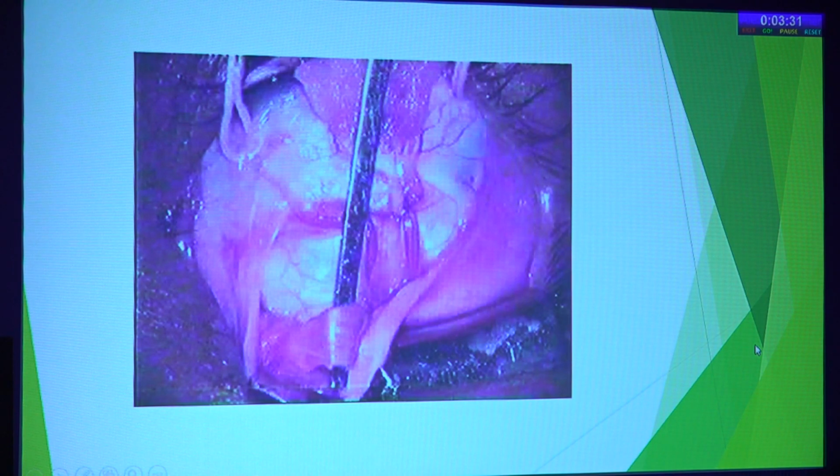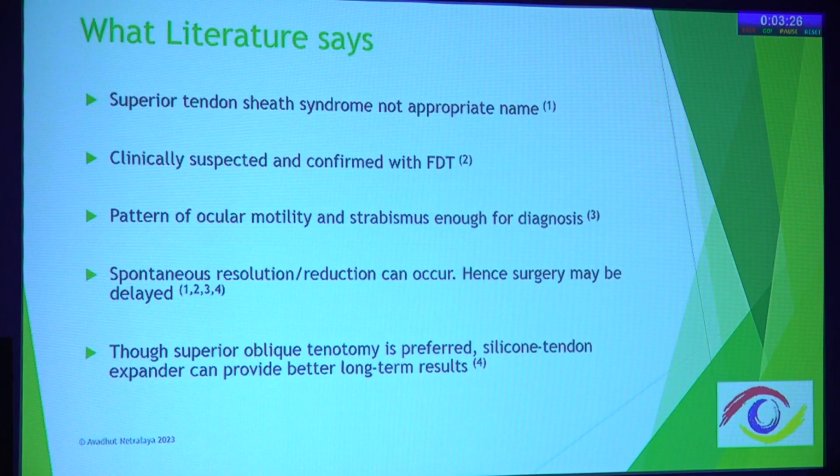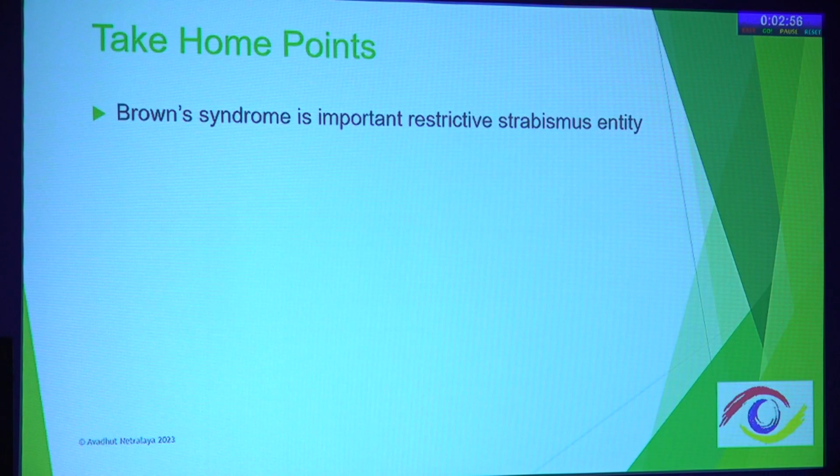Actually, there is some technical problem. So this is a video of the tendon expander. So we go to the next slide. Regarding the superior oblique tendon, what literature says is that superior oblique tendon sheath syndrome is not the name anymore. Though clinically we suspect Brown syndrome, many clinicians feel that FDT may not be necessary to diagnose the condition, only when we are contemplating a surgery. Spontaneous resolution can occur, and though according to Kenneth Wright superior oblique tenotomy is the preferred procedure, tendon expander might provide more titrated results in these cases.